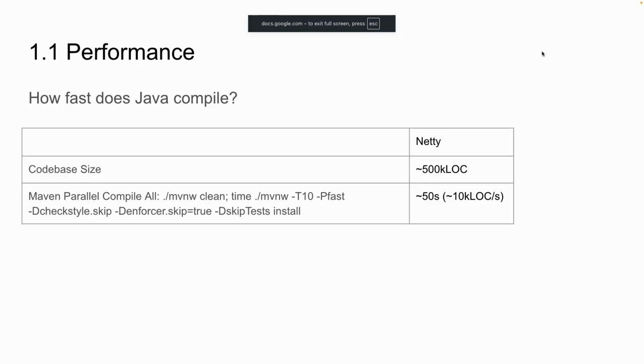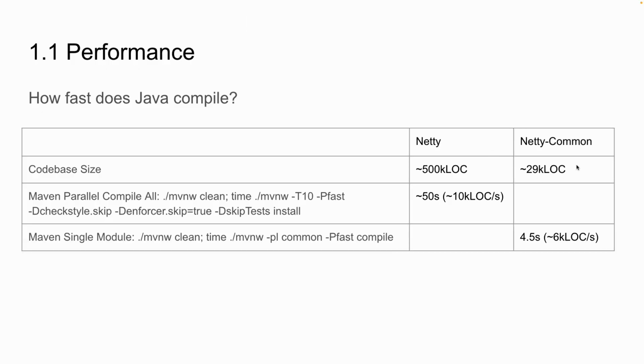And is this fast or not? Well, it's a big project. 50 seconds is kind of slow. It's hard to make a judgment. And if I try compiling a single module, you see it compiles at quite a similar rate, a few thousand lines a second. So whether you're using clean install, whether you're using clean compile, whether you're compiling everything on 10 cores, or compiling one module, in this case Netty common on one core, it doesn't feel very fast. You press compile, you wait 4 seconds, and then it's ready for you to use.